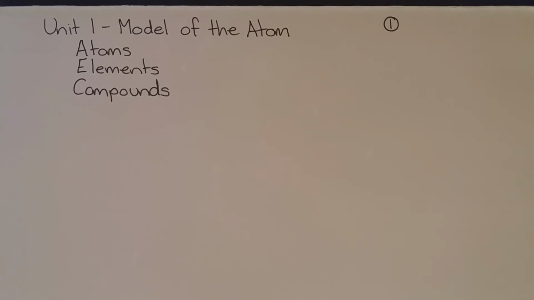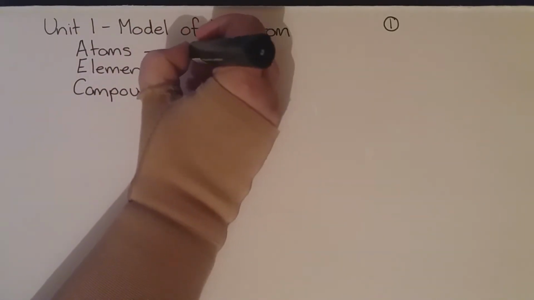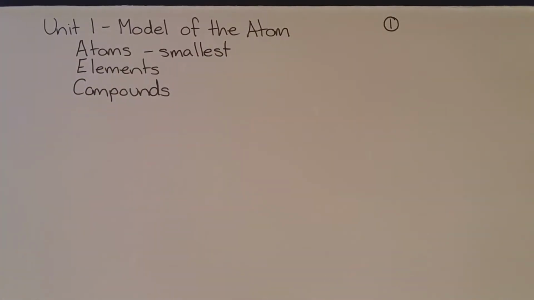Unit 1, Model of the Atom. All substances are made of atoms. An atom is the smallest part of an element that can exist. Atoms of each element are represented by chemical symbols. For example, a capital N is nitrogen and a capital O is oxygen.